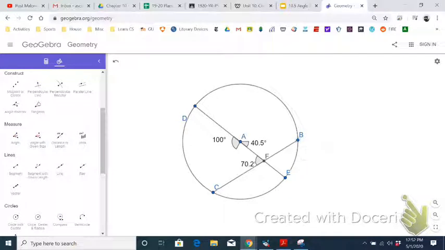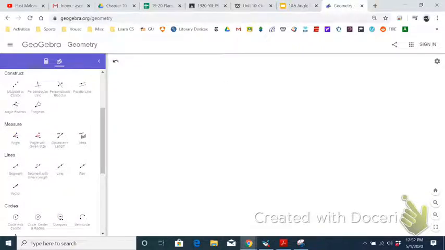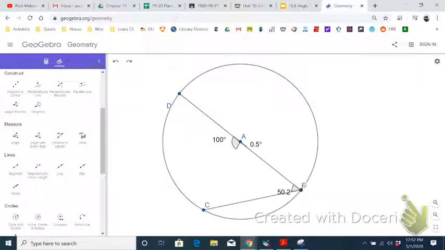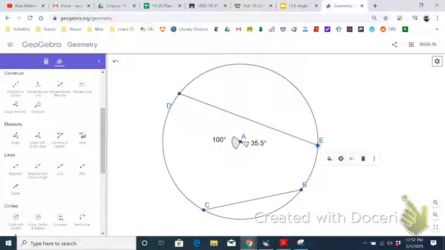So if chords intersect inside the circle, it's going to be the average of the arcs. So you would add 140.5 and divide by 2. Oops, I don't know what happened. But add the arcs and divide by 2. Sorry, I messed that up at the end there.